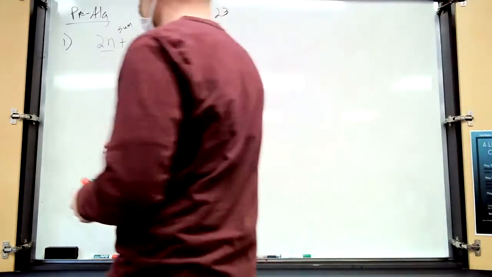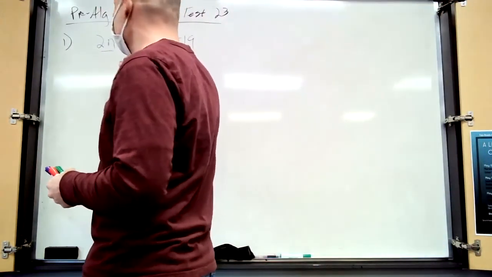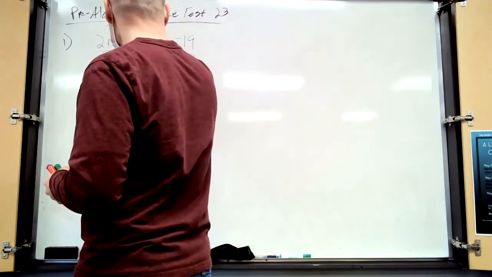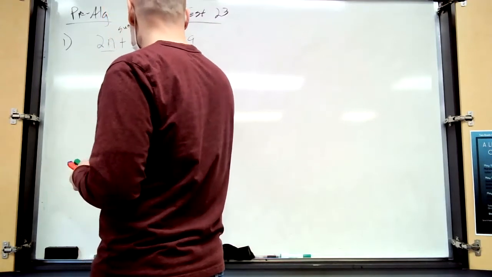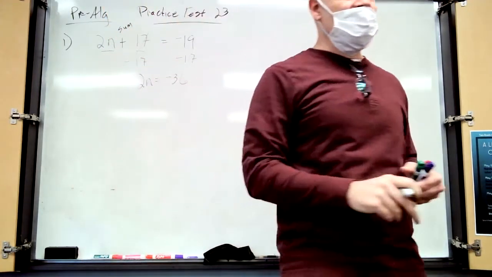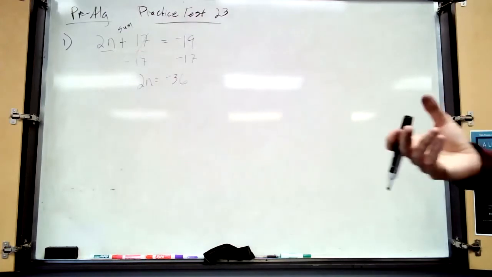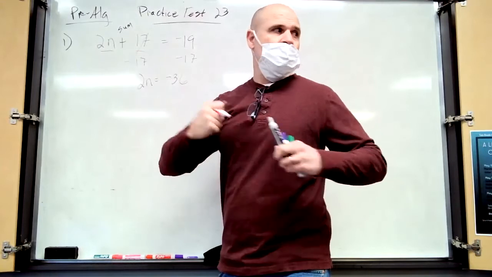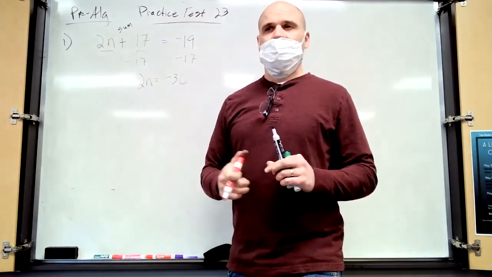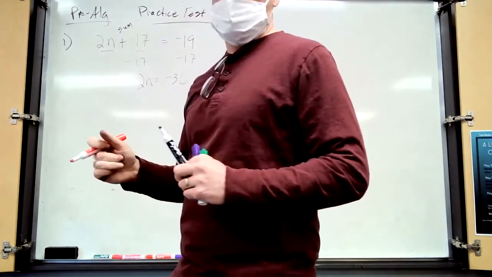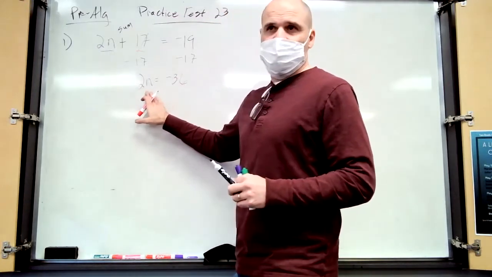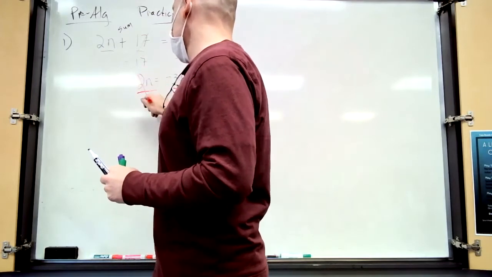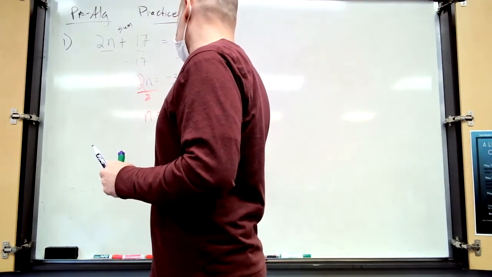Let's get 17 out of here. How do you get 17 out of there? Subtract 17 from an already negative 19. What does that mean? 36. So negative 36. Don't forget that negative. Okay? That's one step there. Now how do you get rid of that 2? You do the same thing, you snipe it, but with division. So the bullet is division. Since it's being multiplied, to get rid of it, you divide it. Negative 18.